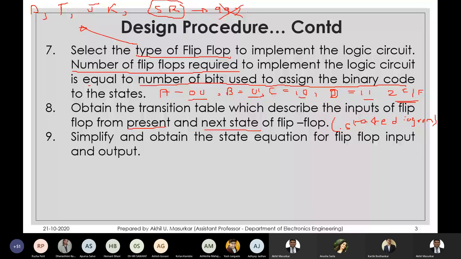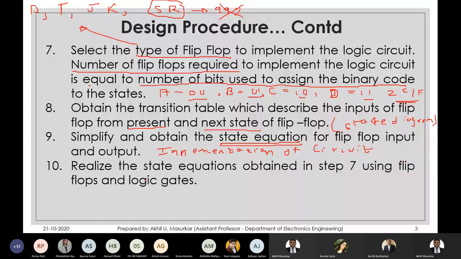Then simplify and obtain the state equations. So we require state equations with respect to implementation of the circuit. And then finally realize the state equations obtained in step number 7 and 8 using flip-flops and gates.